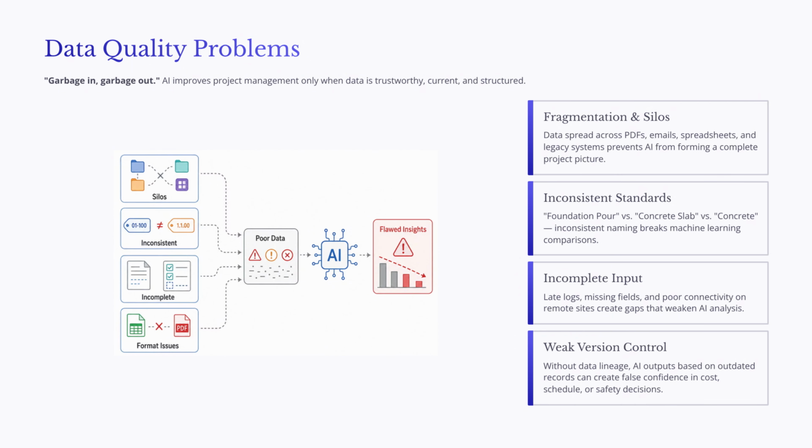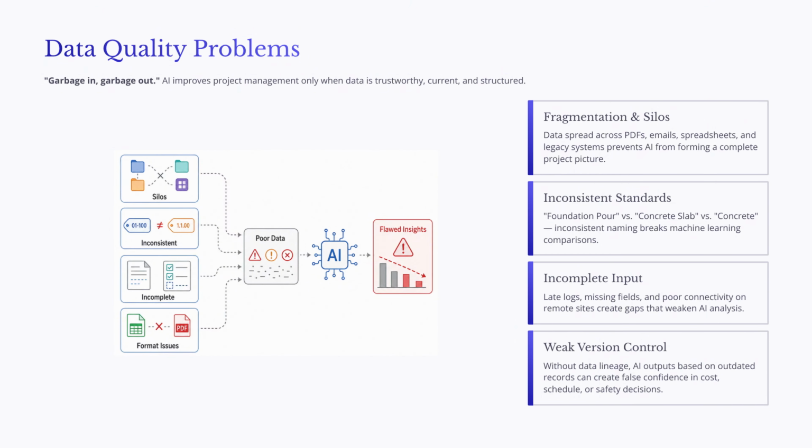Daily reports may be submitted late. Inspection forms may be missing required fields. Schedule updates may not reflect actual field conditions. Poor connectivity on remote or temporary job sites can also interrupt sensor data. These gaps weaken the dataset and reduce confidence in AI-supported analysis.